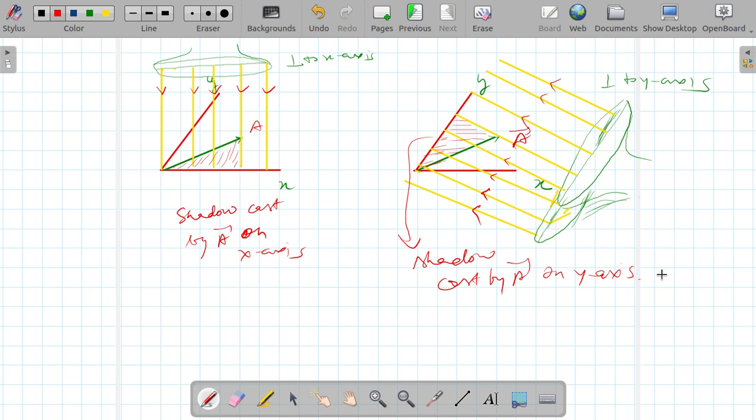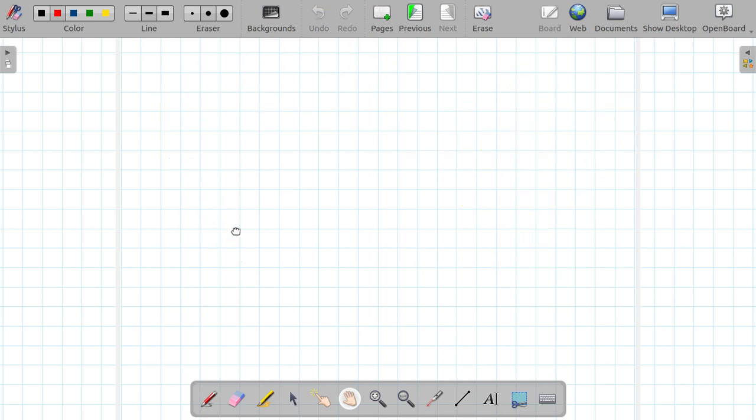So for this, let us take two different cases. This is the general idea. Now let us be more specific by considering two special cases.